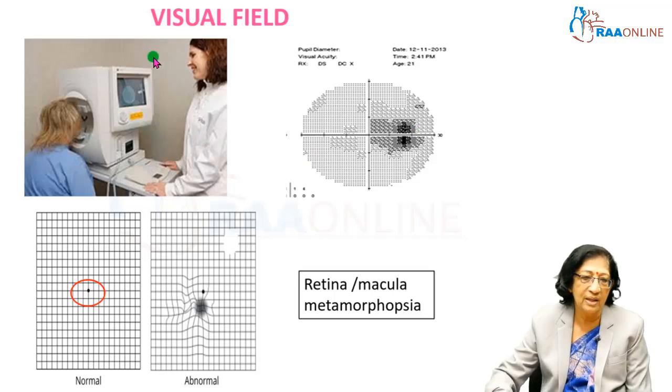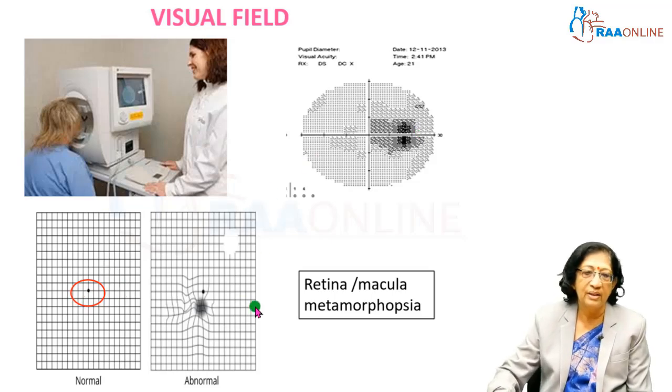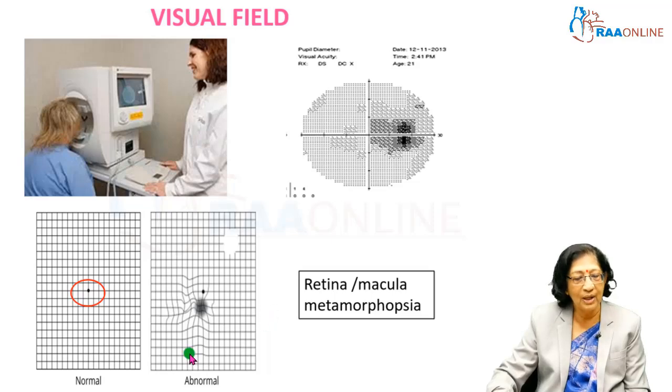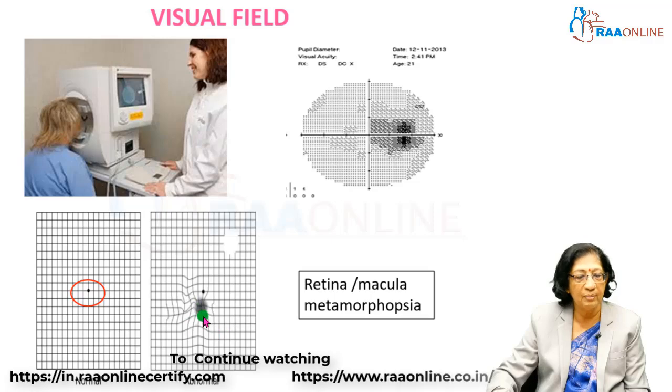And here is the Amsler grid. In disorders of the retina, there can be metamorphopsia, and these straight lines may appear something like this, they can be distorted, maybe dark. This is a retinal problem. And these are all some of the tests which are helpful.